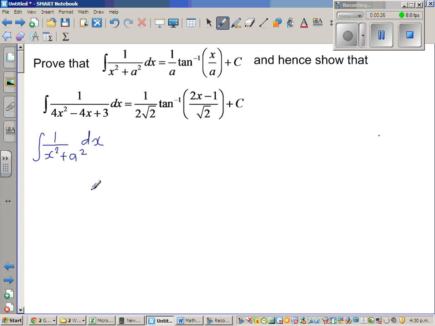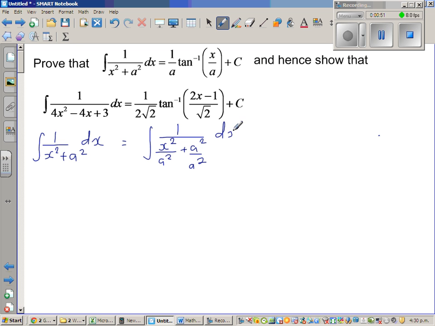Here, we need to do a trig substitution. Now, to do a trig substitution, I need a 1 here. In place of a squared, I want a 1. So what I'm going to do is divide the whole thing by a squared. So this is x squared over a squared plus a squared over a squared.